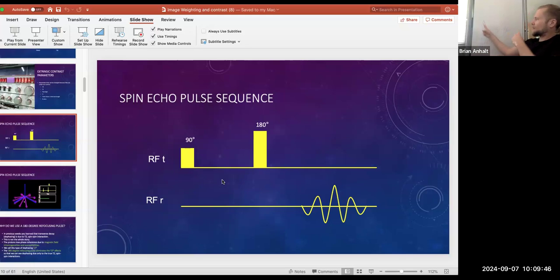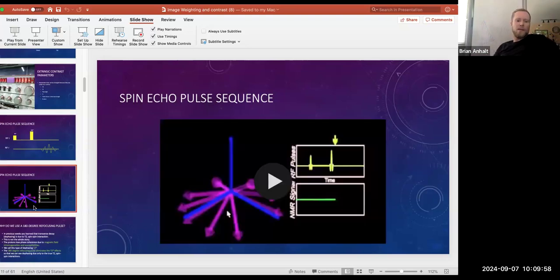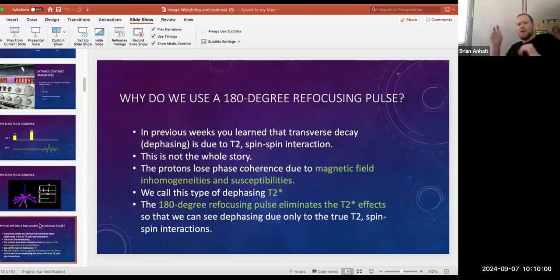That is not the only reason this happens. There is another reason that we have dephasing. T2 star. T2 star, there it is. So let me go to this real quick. In previous weeks, you learned that transverse decay, also known as dephasing, is due to T2 spin-spin interactions, but that is not the whole story. The protons lose phase coherence due to magnetic field inhomogeneities and susceptibilities. We learned about those two concepts last week, right?